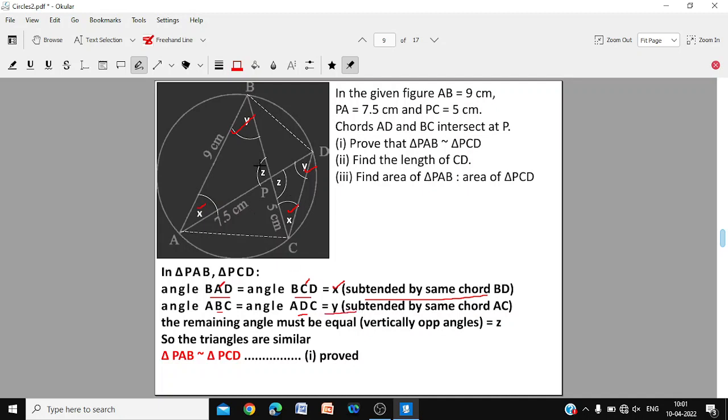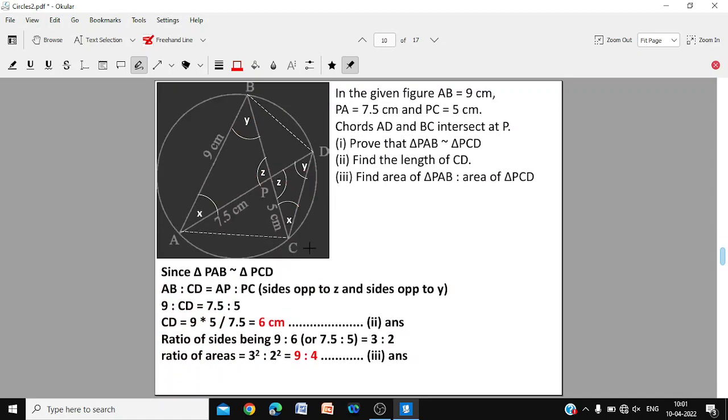Now, this is vertically opposite angle Z. So we see that three angles of the triangle PAB and three angles of the triangle PCD are equal. So they must be similar. All the three angles are equal. The sides are not equal, but the angles are equal. So the triangles are similar. So we have proved the first part.